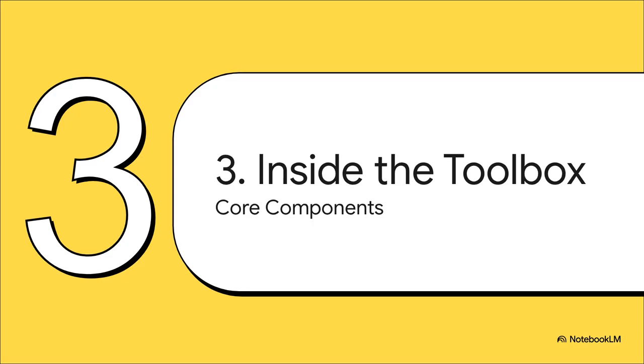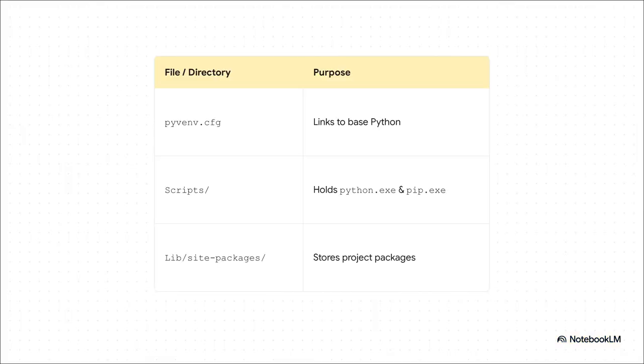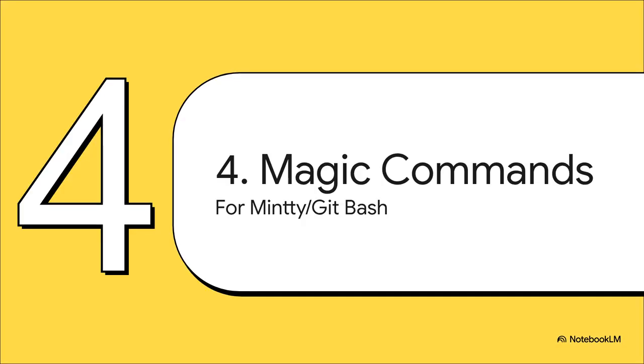All right, so we get why they're so great. But what's actually in one of these toolboxes? What happens when you create one? Let's pop the hood and take a peek inside. So when you make a new venv, it creates a folder with a few key parts. There's a little config file that just points back to your main Python. Then there's the scripts folder. This is the engine room, right? It's got its own copy of Python and pip. And finally, you get this lib/site-packages folder, which starts out empty. This is where all the tools for this specific project are going to live. And here's the best part. You only need to know 4, count them, 4 magic commands to master all of this. We're going to walk through them right now.